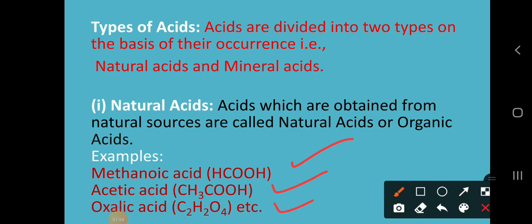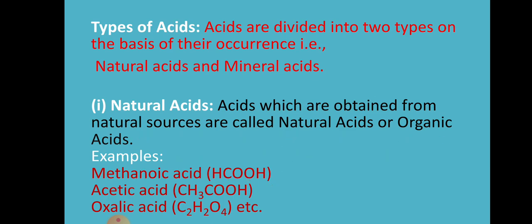Dear students, when we are talking about natural acids, they always contain the COOH group. In the last class itself we discussed this. Acids which are obtained from natural sources are called natural acids or organic acids.